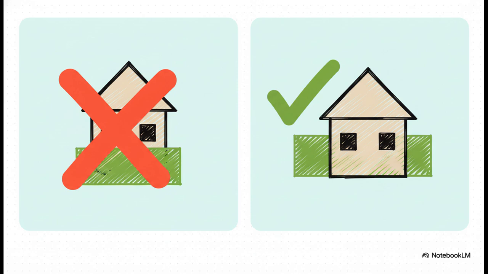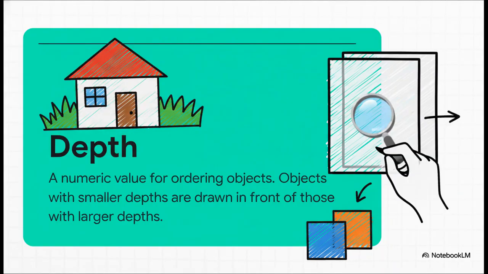To fix this, we need to take control of the front to back order of our objects. And we do that using a property called depth. Every object has a depth value, and the rule is super simple. A smaller number means it's closer to the front. So our house has a default depth of 50. By giving the grass a bigger depth number, say 75, we're literally pushing it behind the house. It's just like stacking pieces of paper.